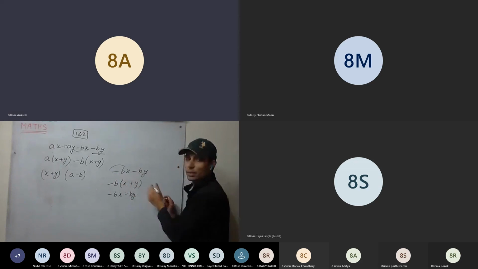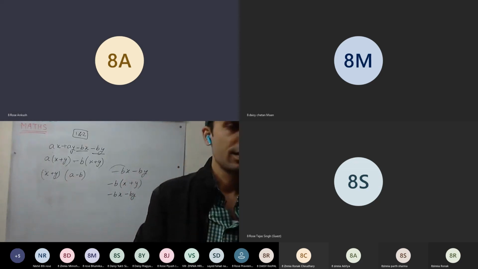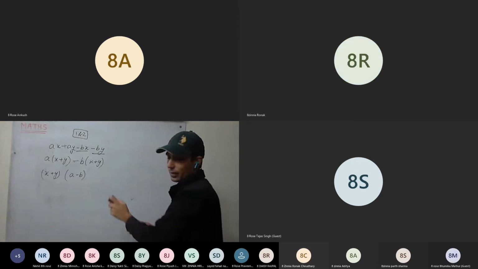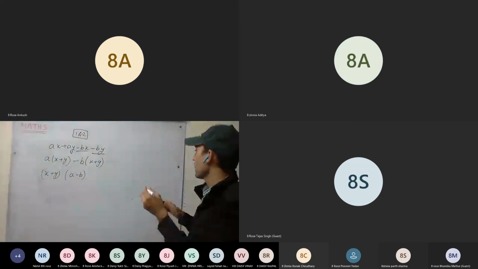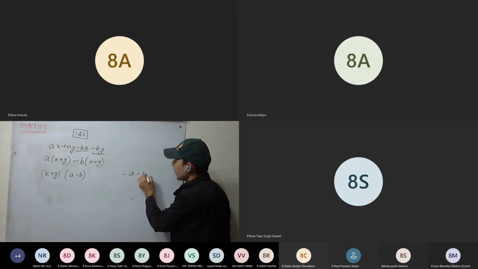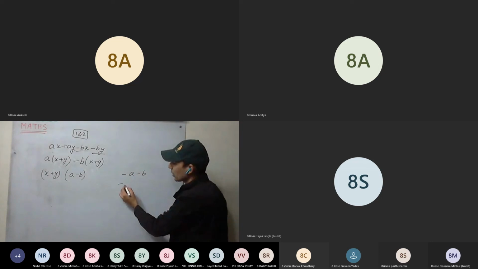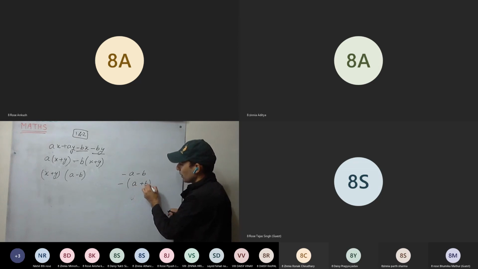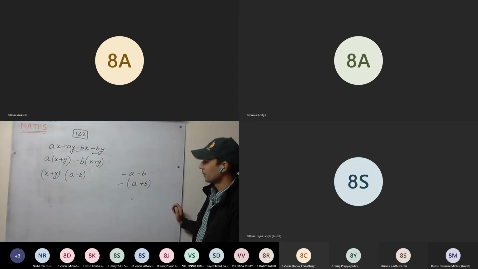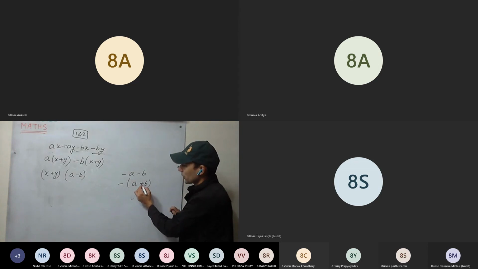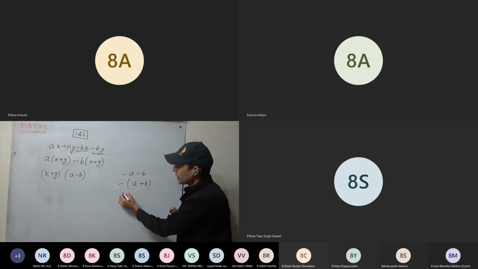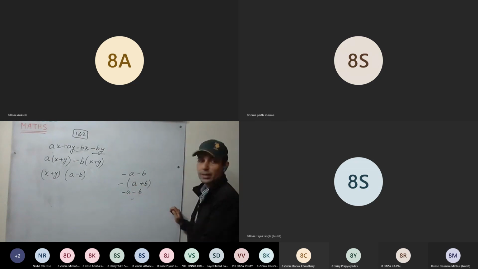Sir, I did not understand question number 6. Okay, you haven't understood this one. Minus a minus b. If I take minus outside, what will remain inside the bracket? a plus b. Is this clear? So minus is for both. Now, if you open the bracket, minus 1 will be multiplied with minus a, minus b.